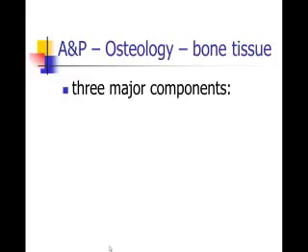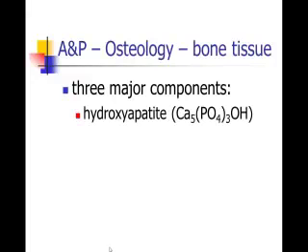Okay, so there are going to be 3 major components in bone tissue, and one is going to be hydroxyapatite. Hydroxyapatite is a mineral. It's hard. Okay, we have 5 calcium, 3 phosphates, and a hydroxide. And that hydroxide thing we're going to talk about when we talk about teeth.